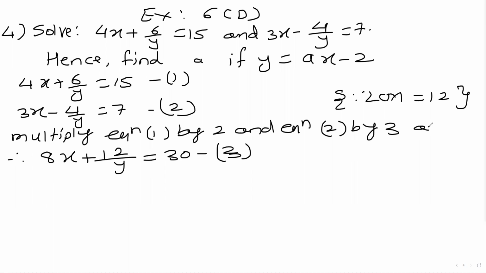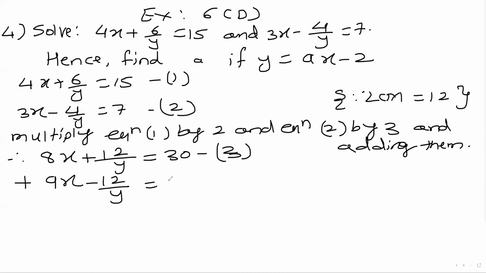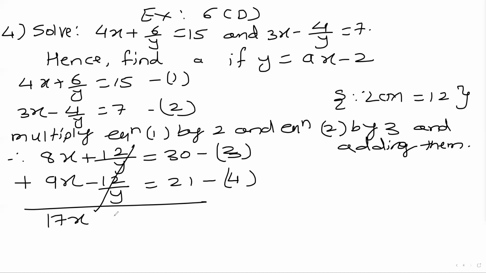Okay, and we'll say adding them. So here you have to multiply equation 2 by 3. So 9x minus 12y is equal to 21. Call this equation 4. Okay, so if you add, there is no change in signs, so y will get eliminated. So you get 8x plus 9x, 17x is equal to 51. This implies x equals 51 upon 17. Therefore, x is equal to 3.